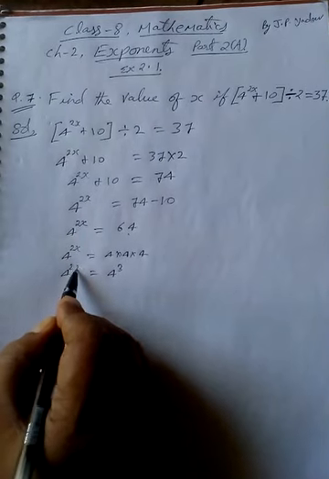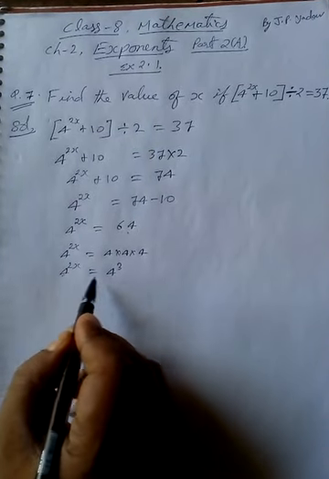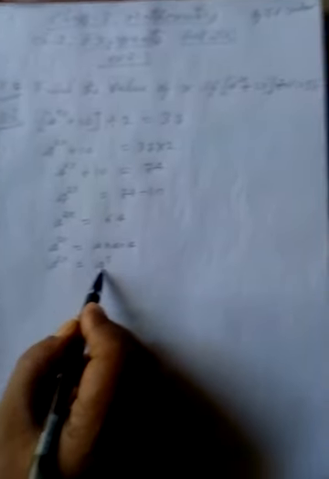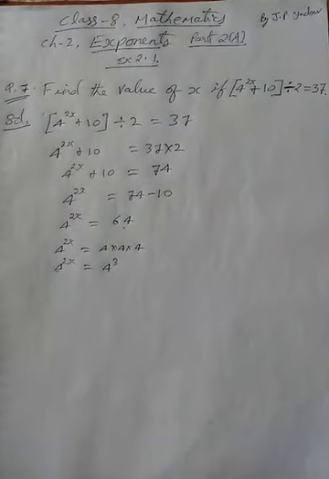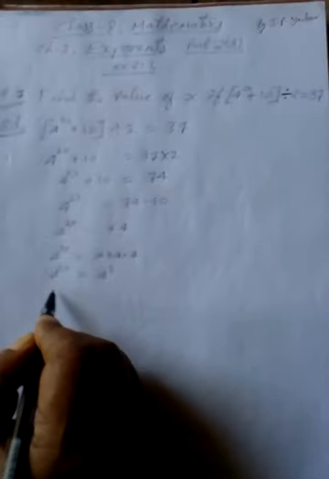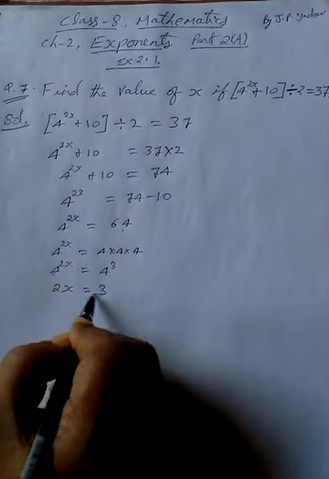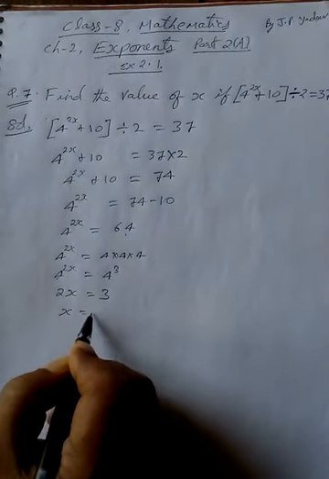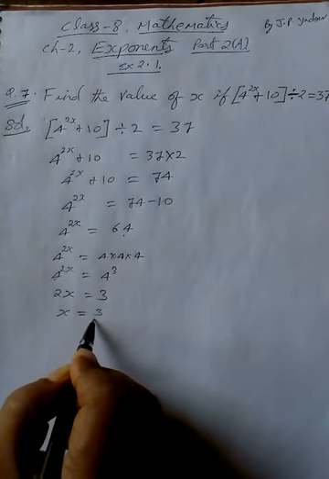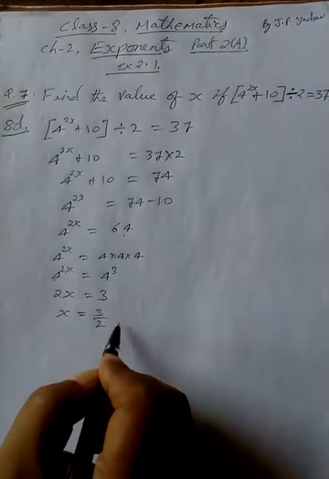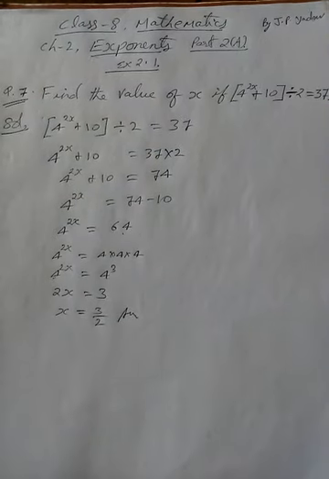I have 4 raised to 2x. We can see that the bases are the same on both sides. When the bases are the same, exponents will be equal. So 2x is equal to 3. x is equal to 3 upon 2. This is the value of x we have got.